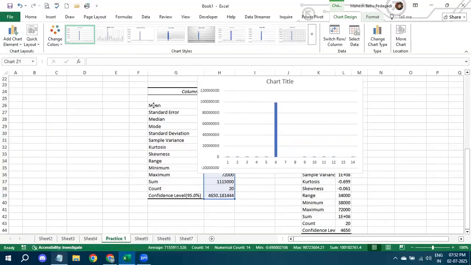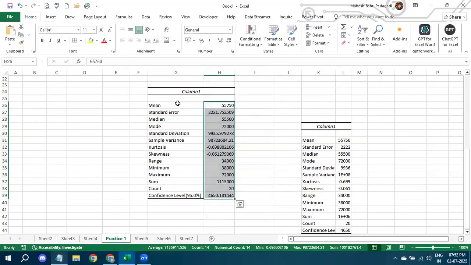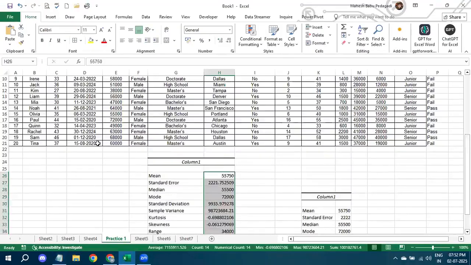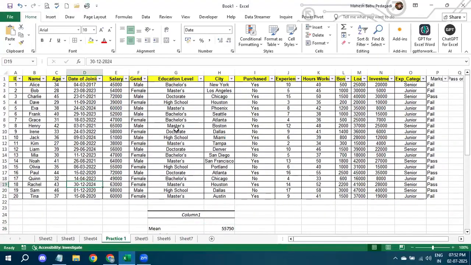Okay, there is a discussion going on in the chat box, guys. One second. Okay, sir, considering name and salary, how do I find the name of the person who is having the highest salary? Okay, Preeti, if you don't mind, can you unmute and talk? Sir, I need only the name of the person. I don't want to display the entire row. What do you want to display? Name of the person with the highest salary.